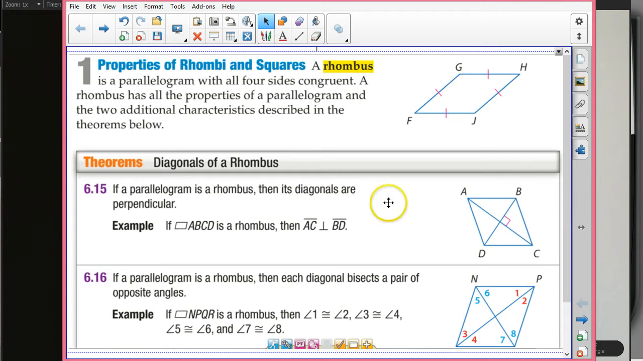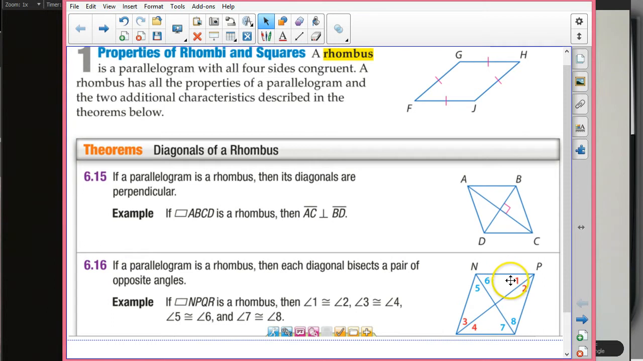The first is that its diagonals are perpendicular. We talked about this in class, but what ends up happening is when you draw on the diagonals, you actually get four triangles that are all congruent to each other. And so they end up creating four right angles here in the center, so they're perpendicular to each other. The other property is since they create four congruent triangles, you get opposite angles bisected by the diagonals. So the two properties specific to a rhombus are diagonals are perpendicular and the opposite angles are bisected.